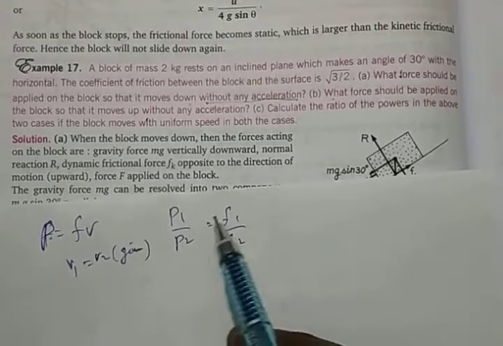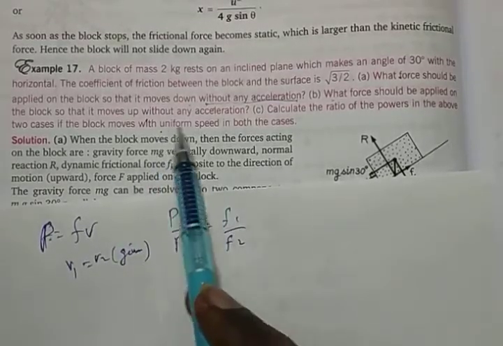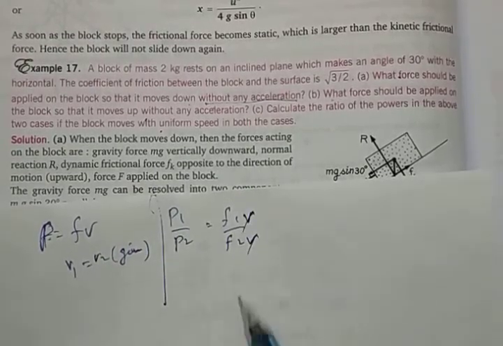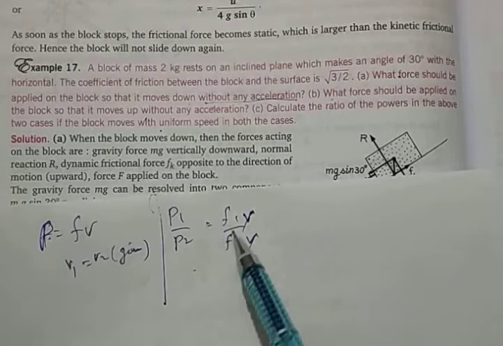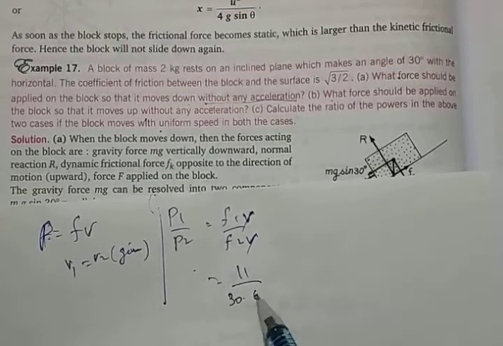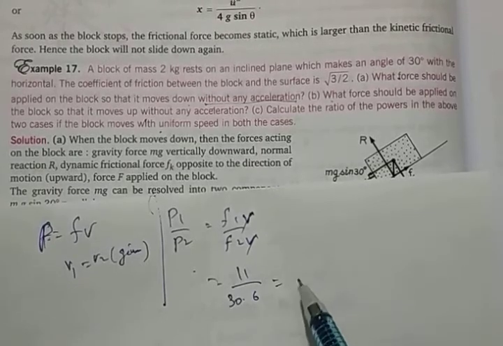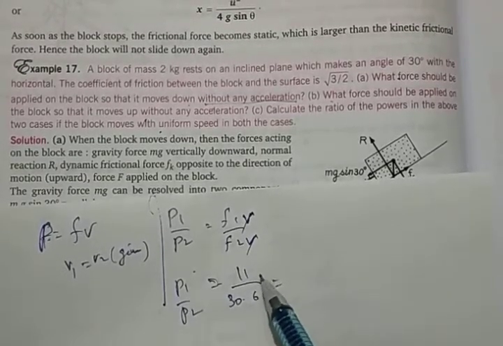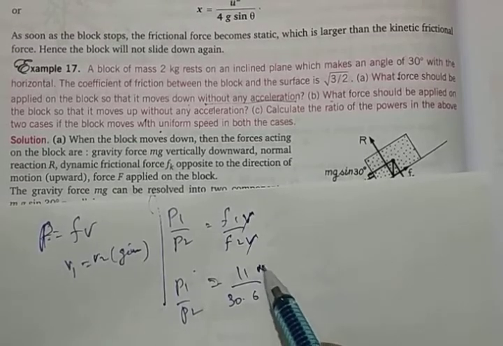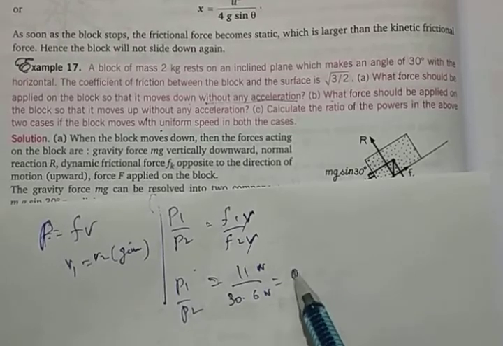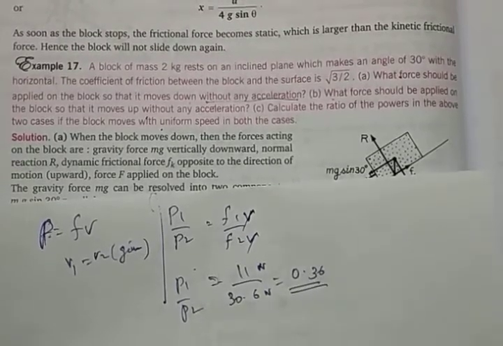Here, V1 is equal to V2, it is already given. Both the velocities are equal, in uniform speed in both the cases. So velocity and velocity will get cancelled out. So power 1 upon power 2 is F1 upon F2, it is 11 upon 30.6. So you will get the ratio here, P1 upon P2. Going downwards, it is this much of newtons. Going upwards, it is this much of newtons. So it's going to be equal to 0.36. That's the ratio here.